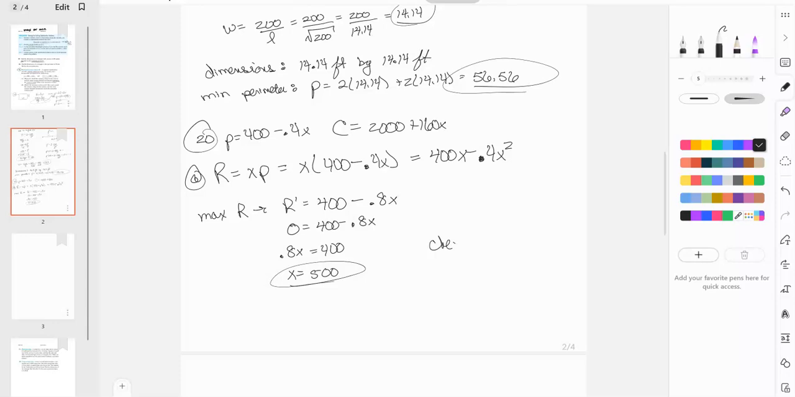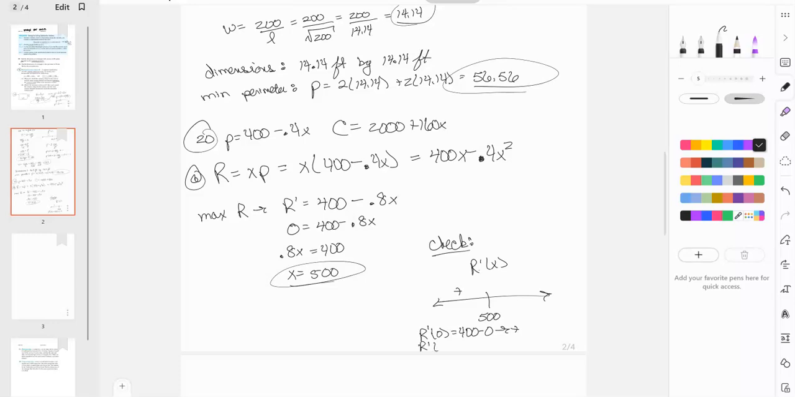So we can check it by using that first derivative test. This is going to confirm that that's a maximum. So 500 is going to go on there. We need to test to the left and to the right. So if I plug in 0, which is to the left, I could plug 0 into that derivative. I'm going to have 400 minus 0, which is a positive. So we can see the function's increasing there.